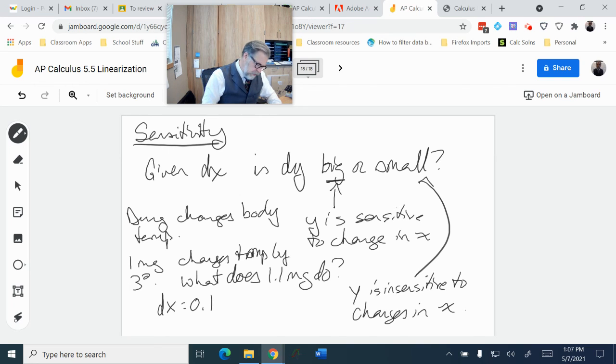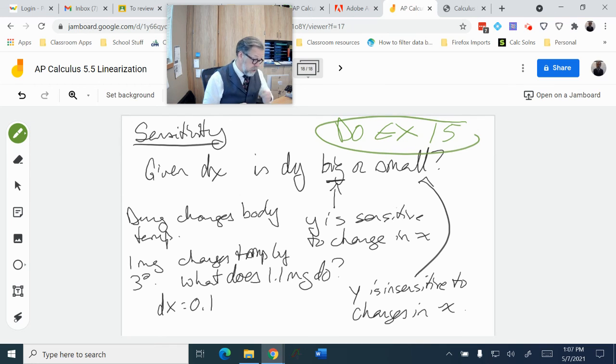And now for those of you in my class, why don't you go ahead and do exercise 15 in the book, which is some calculations of dy. We'll come back with the next video. I'm going to do an extra video on this section of the book on Newton's method, and we'll tag that on.